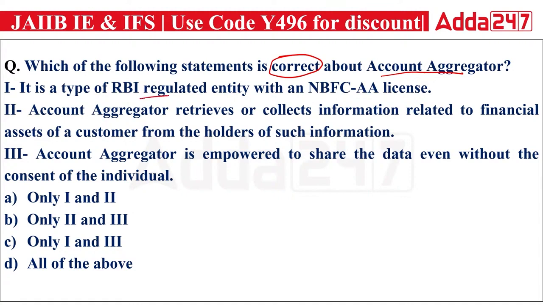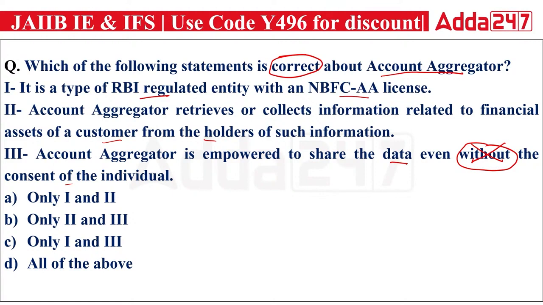So the first is saying it's a type of RBI regulated entity with an NBFC license, the account aggregator. The second is saying the account aggregator retrieves or collects information related to financial assets of a customer from the holder of such information. The third is saying the account aggregator is empowered to share the data even without the consent. You have to answer the correct statement about the account aggregator. So I guess you can easily answer here. Without the consent of the individual? No, you have to take the consent. Whoever person or company is providing creditworthiness to the bank or financial institution, before doing that, you have to take the permission of that particular client.